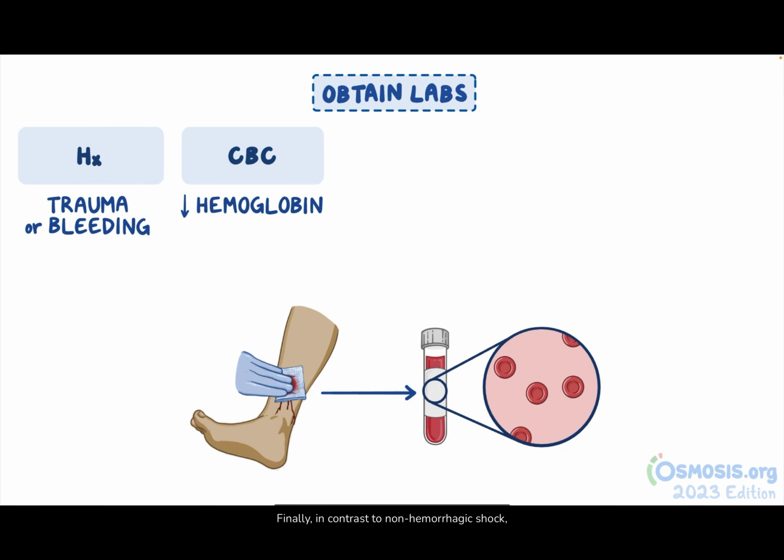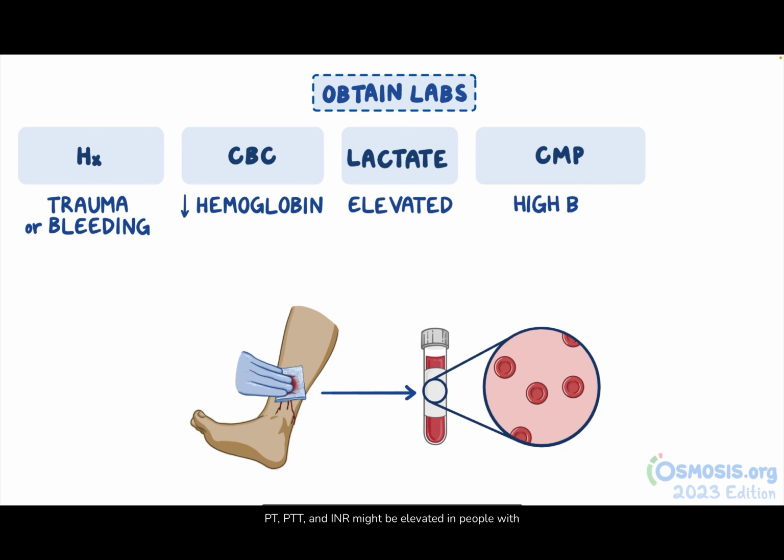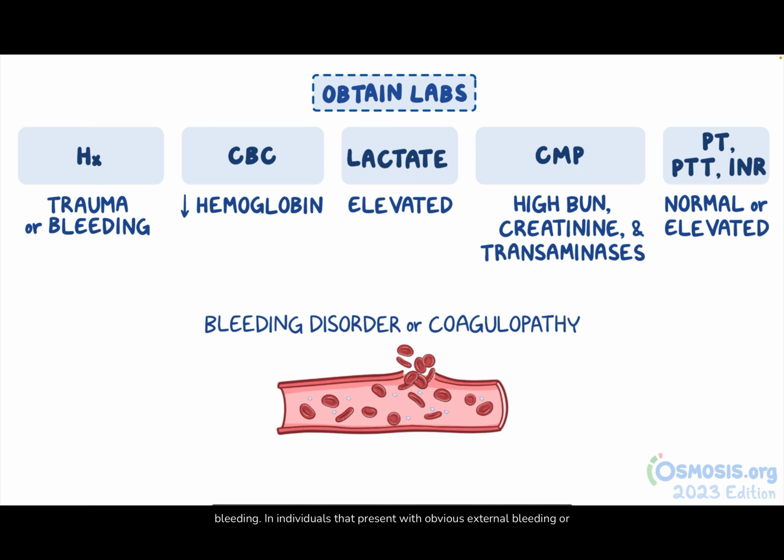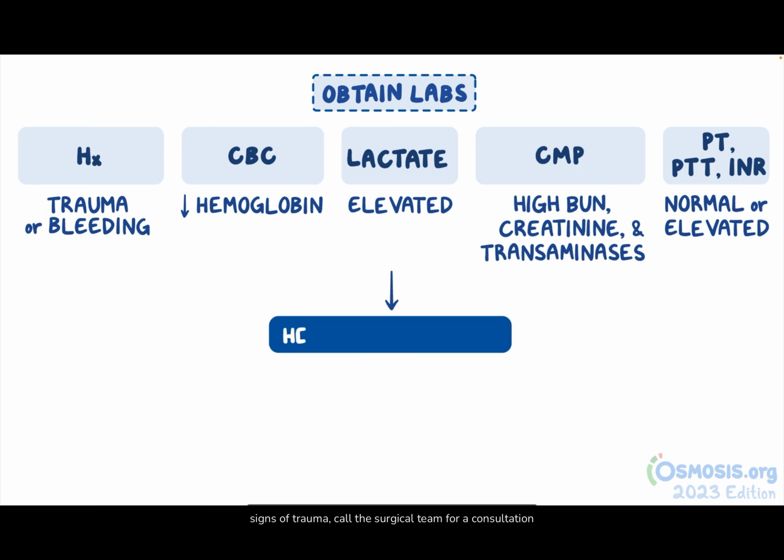Similar to non-hemorrhagic shock, lactate could be elevated, and CMP can reveal high BUN, creatinine, and transaminases. Finally, in contrast to non-hemorrhagic shock, PT, PTT, and INR might be elevated in people with a bleeding disorder or coagulopathy. At this point, you've determined that your patient has hemorrhagic shock.